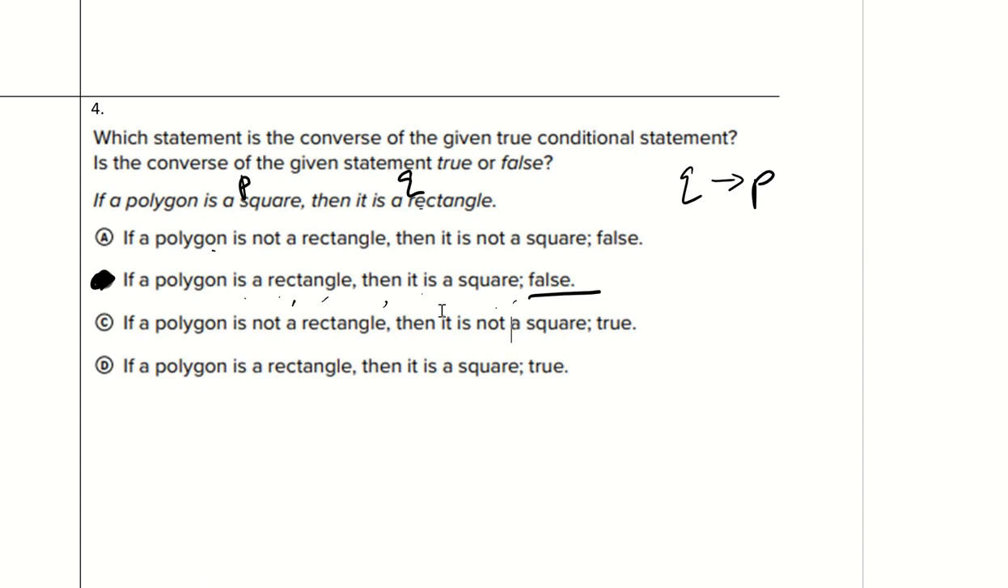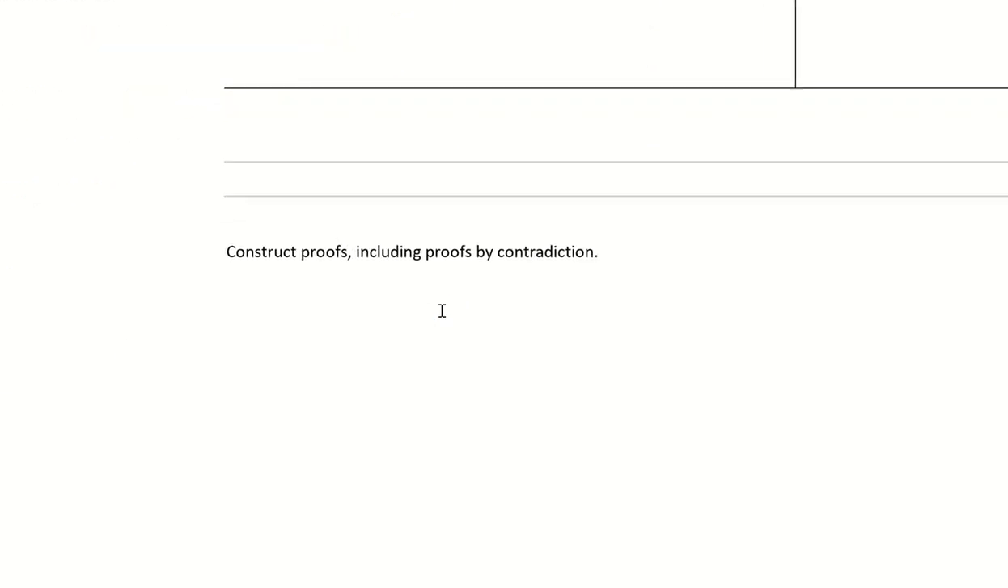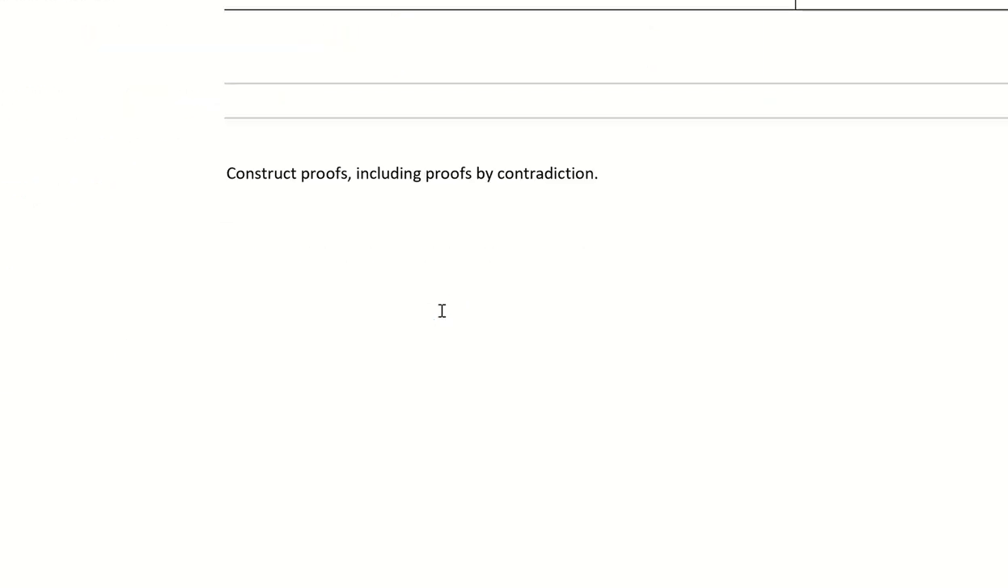All right, that is it for logic, I think. So the next one is an honor standard. We don't have to do construct proofs, including proofs by contradiction. So we're good on that.